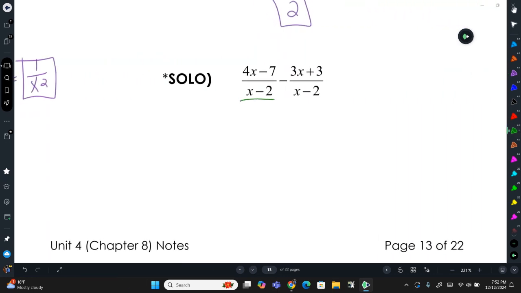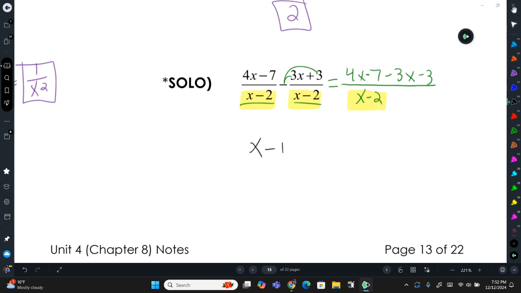And then here, again, our denominators are the same. Now, when we subtract, we have to distribute the subtraction to both things. So what you could do is first do 4x minus 7 minus 3x, and then change that sign to minus 3. Just write it all out first. At some point, you'll be able to probably do that in your head. So we have 4x minus 3x. That's going to give us 1x. And then negative 7 minus 3 is negative 10. This will be x minus 2.